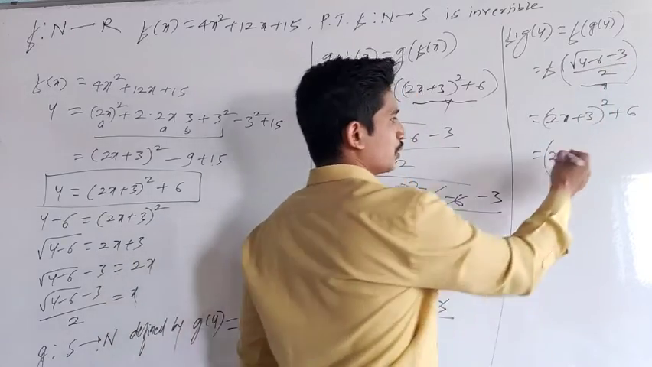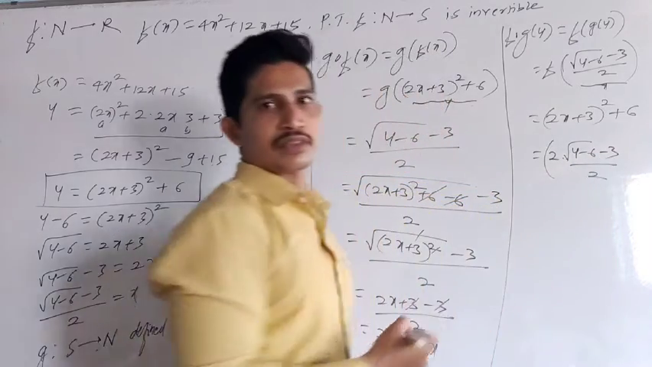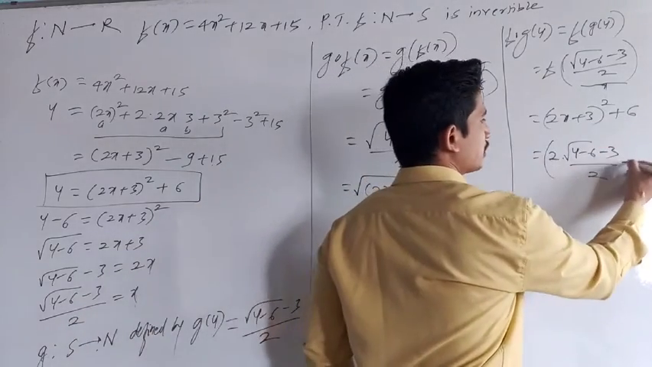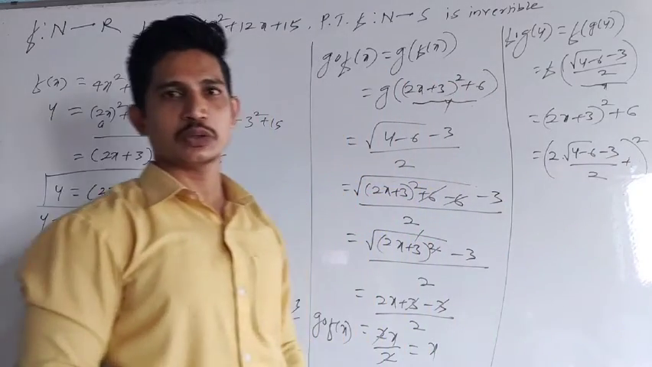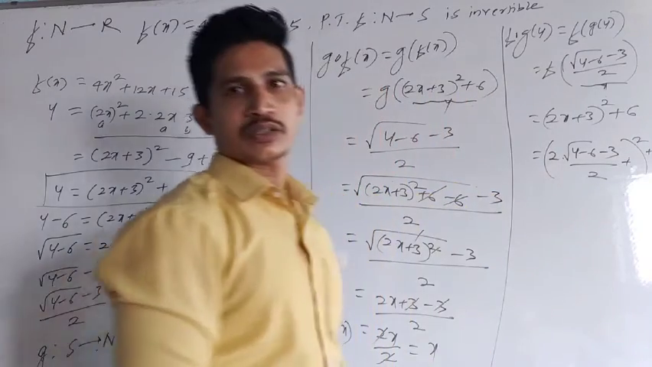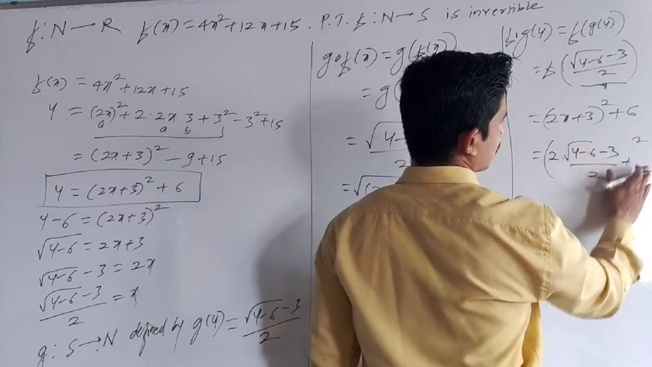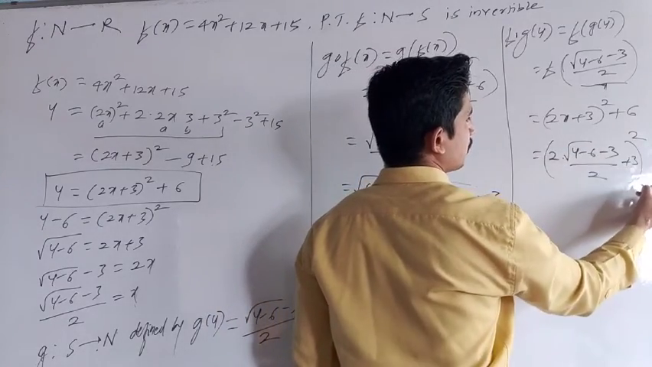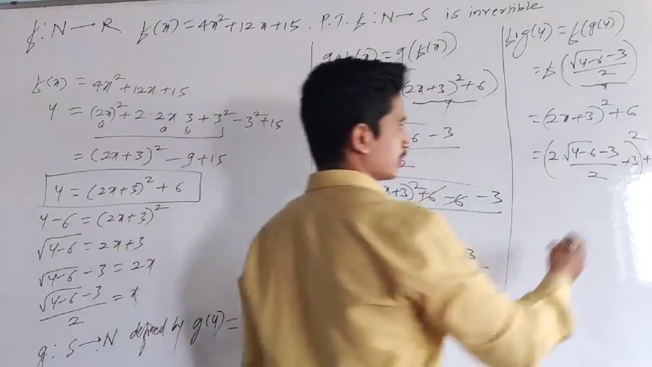So what to do here? Root of y minus 6 minus 3 divided by 2, this is the value of x. Plus 3 is there, it's a whole square, then plus 6 is there. So I write: 2 times (root of y minus 6 minus 3 divided by 2) plus 3, the whole square, plus 6.